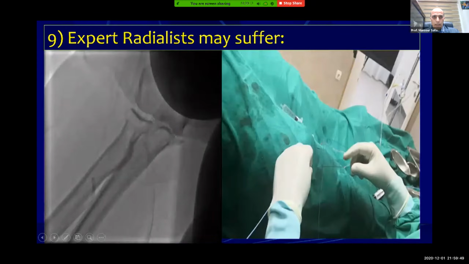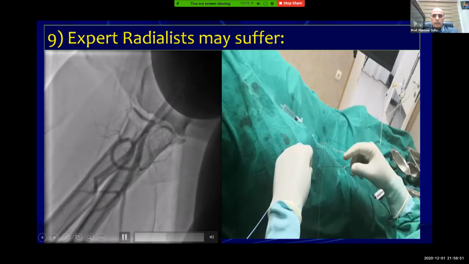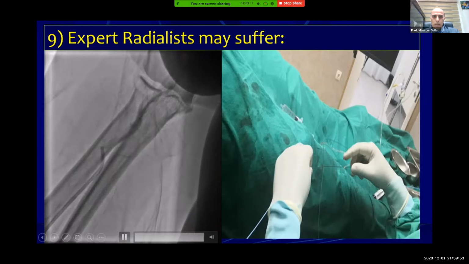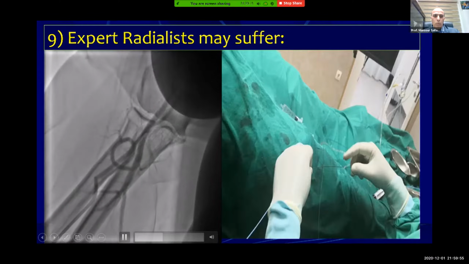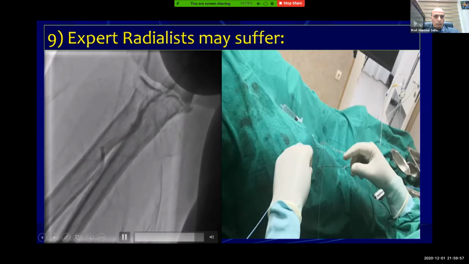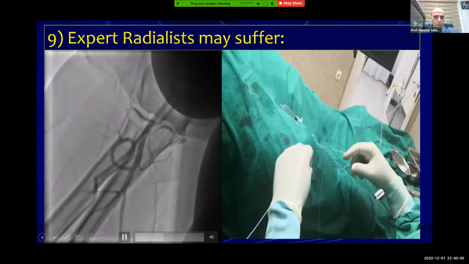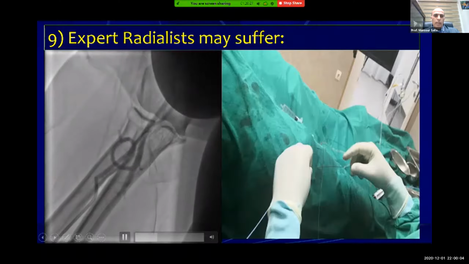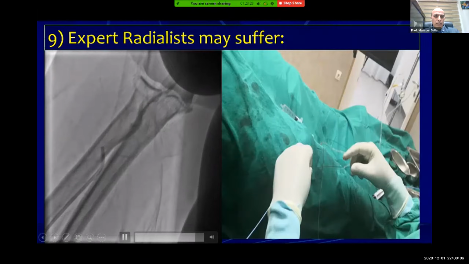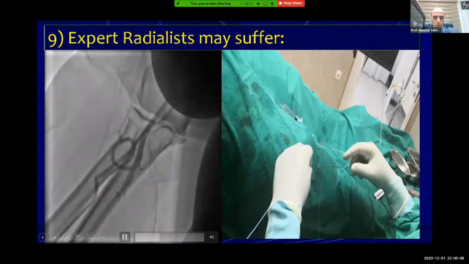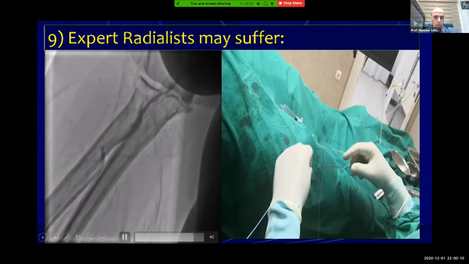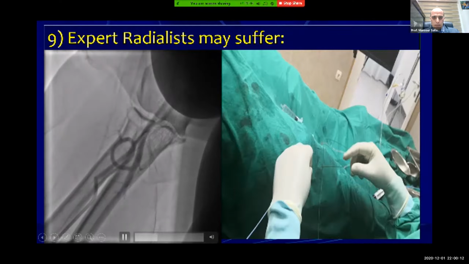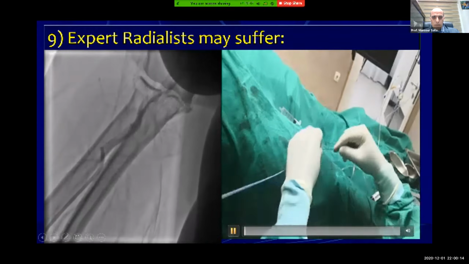The ninth fact is that expert radialists may suffer. Just look at this patient who is approximately 170 kilograms. This patient is associated with a 360 loop, and the radial artery originates with a high takeoff, associated with intense radial artery spasm. We could overcome all these issues and reach the coronaries. But what happened later? Just look at this video.